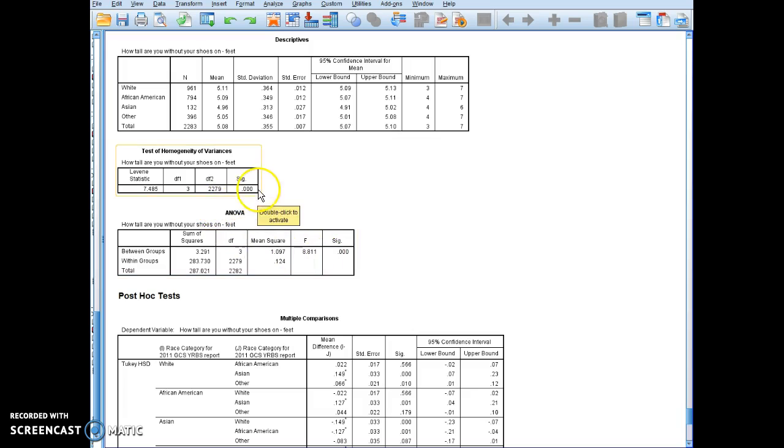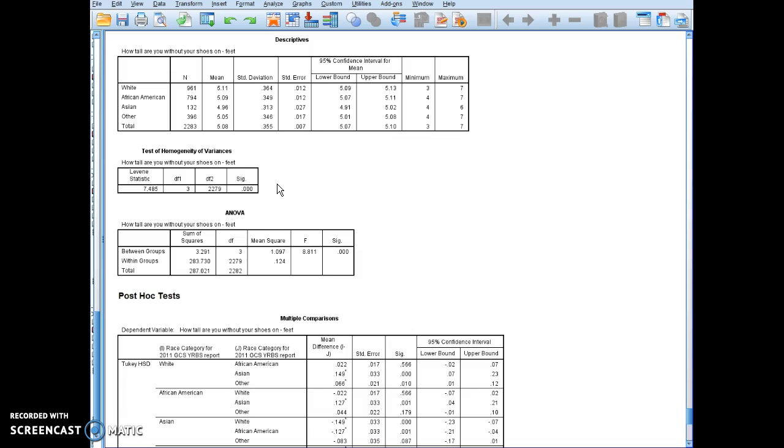And so now I'm going to look at whether or not equal variances are assumed under the test of homogeneity of variances. For the Levene's statistic, we're also interested in looking at the significance. Since it is 0.000 and is less than 0.05, we assume that equal variances are not assumed.